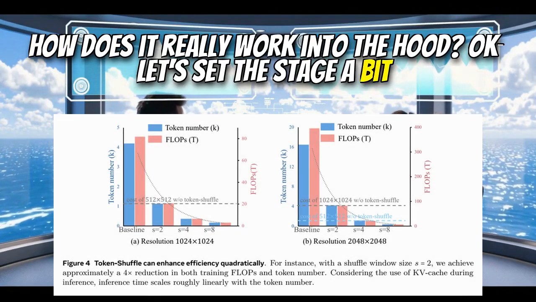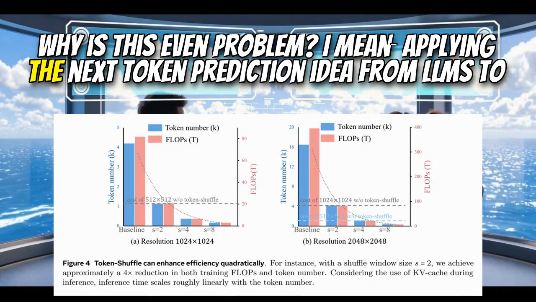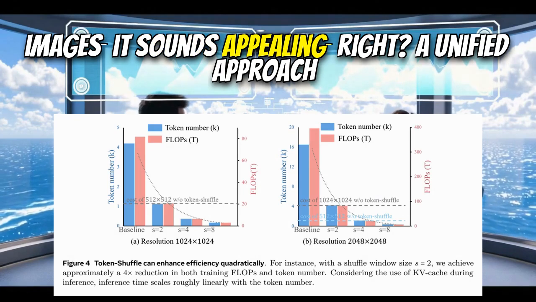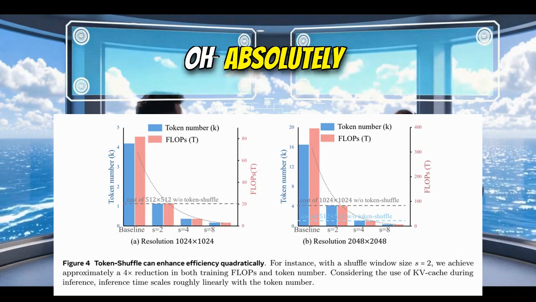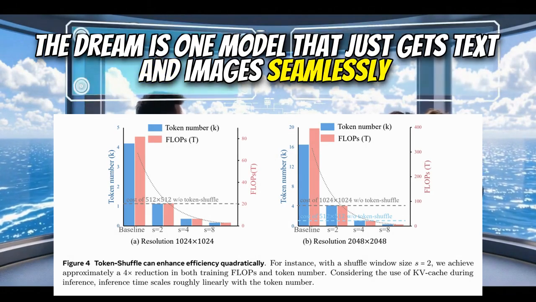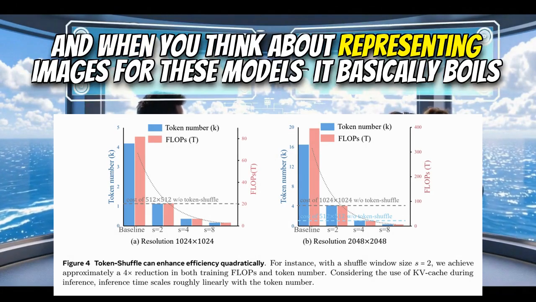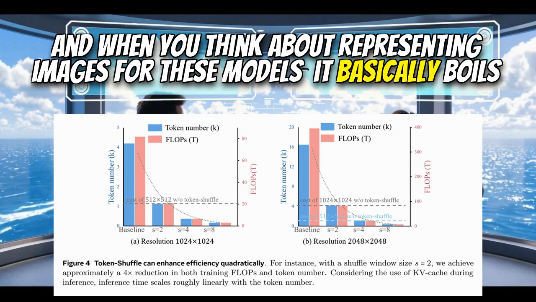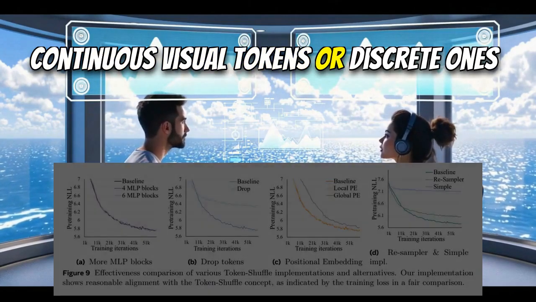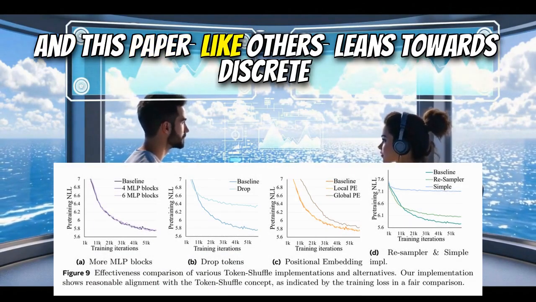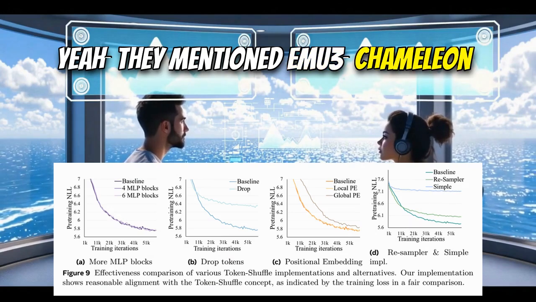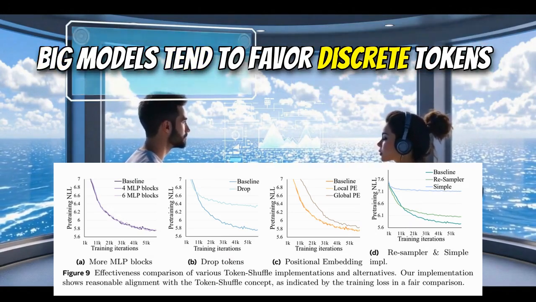Okay, let's set the stage a bit. Why is this even a problem? I mean, applying the next token prediction idea from LLMs to images, it sounds appealing, right? A unified approach. Oh, absolutely. The dream is one model that just gets text and images seamlessly. And when you think about representing images for these models, it basically boils down to two camps: continuous visual tokens or discrete ones. And this paper, like others, leans towards discrete. Yeah, they mention EMU3, Chameleon. Big models tend to favor discrete tokens.